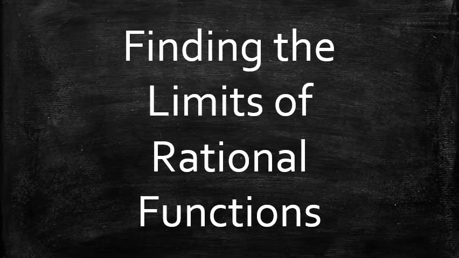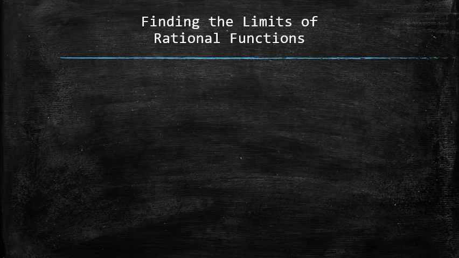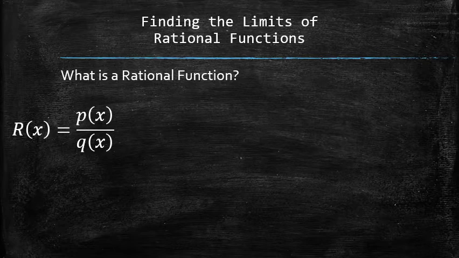Next, we will discuss how to find the limits of rational functions using the analytic approach. First, let's figure out what a rational function looks like. Rational functions are ratios of polynomial functions.